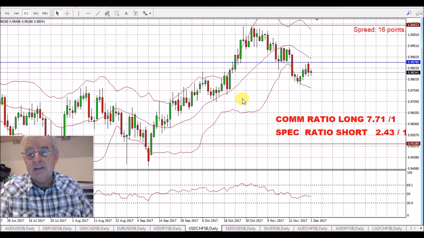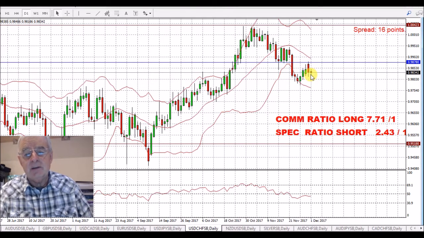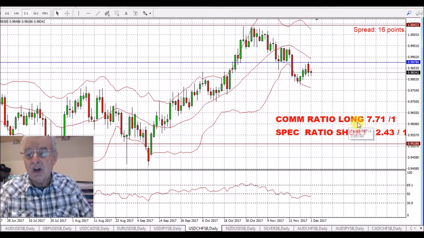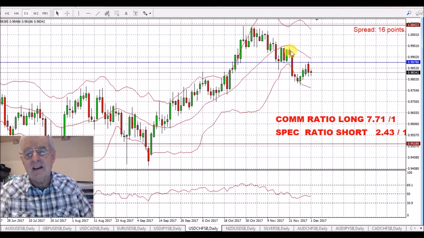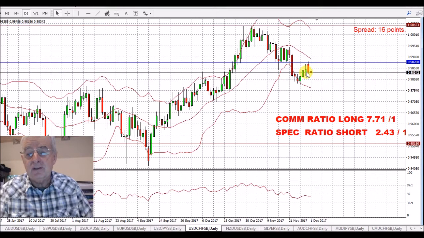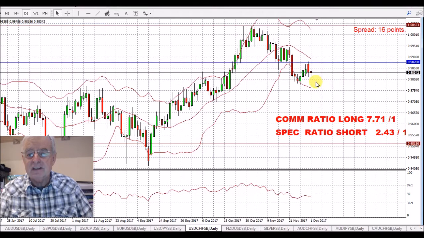USD Swiss franc. Very pleased to say the Swiss franc has started to have a little bit more strength in it, or a little bit of weakness in the dollar. We've got a commercials long ratio of 7.71 to 1. That was back up here, I think, and it has moved down quite nicely. So you've got to expect a little bit of a pullback, but it does look like we're continuing down, and there's going to be more strength to follow through in the Swiss franc.